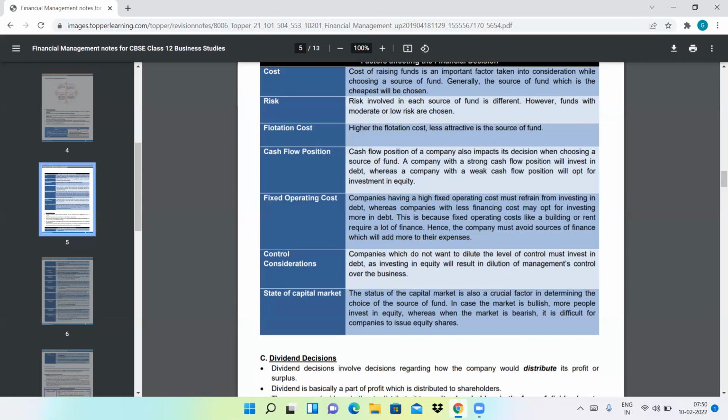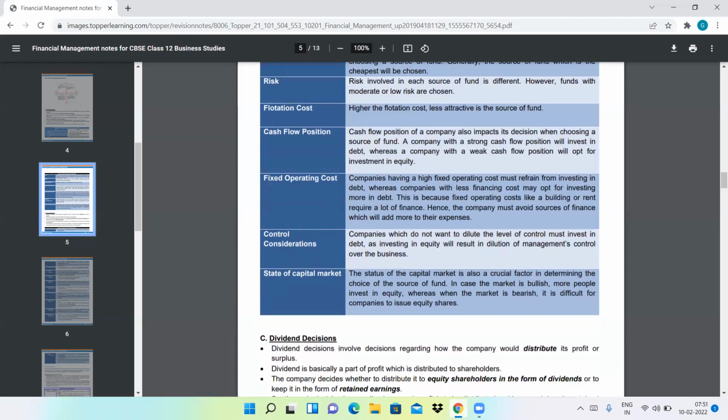So it is not advisable to raise debt in case the company is having higher fixed operating costs as compared to the companies having less fixed operating costs. So, in case of less fixed operating cost companies, you can raise debt easily, but in high fixed operating cost companies, you should avoid raising debt from the market.